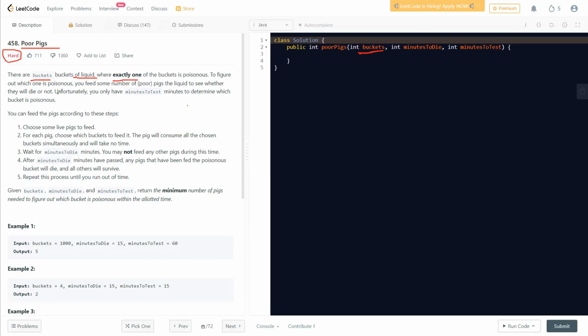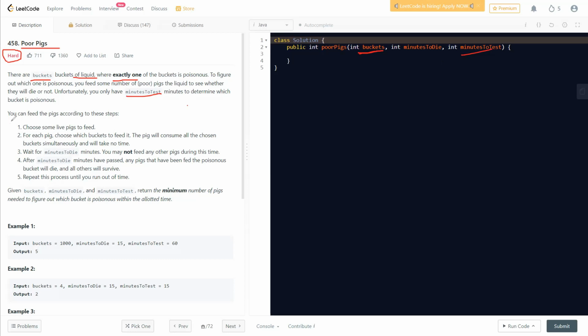Okay, let's read further in the question. The question says, unfortunately, you have only minutes to test. So there are the minutes to test for you, that is the minutes to determine which bucket is poisonous. You are given a specified number of minutes to check which of your buckets is actually poisonous. Fine. You cannot go beyond that. So you need to find some algorithm so that you can check within the given time, that is the minutes to test, which bucket contains the liquid that is poisonous. Fine. So that's your check.